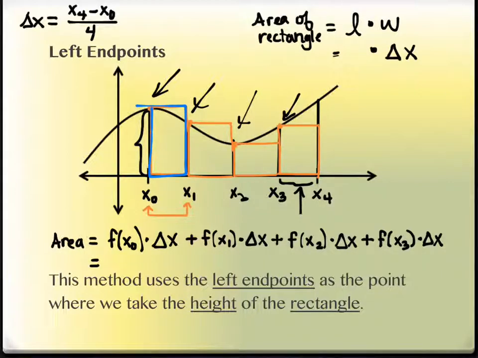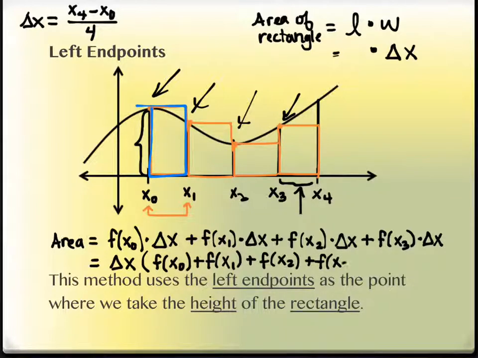Delta x. So what we're going to do is a little bit of algebra to make our life a whole lot easier. We're going to factor that delta x out. And then we're going to notice that all we're left with is f of x0 plus f of x1 plus f of x2 plus f of x3. In other words, instead of multiplying 4 times, and then adding all 4 of those values together, I can add the 4 numbers together, the heights together, and multiply once, which means that I can shortcut the process. Does that make sense? This is what happens when we use the left endpoints.